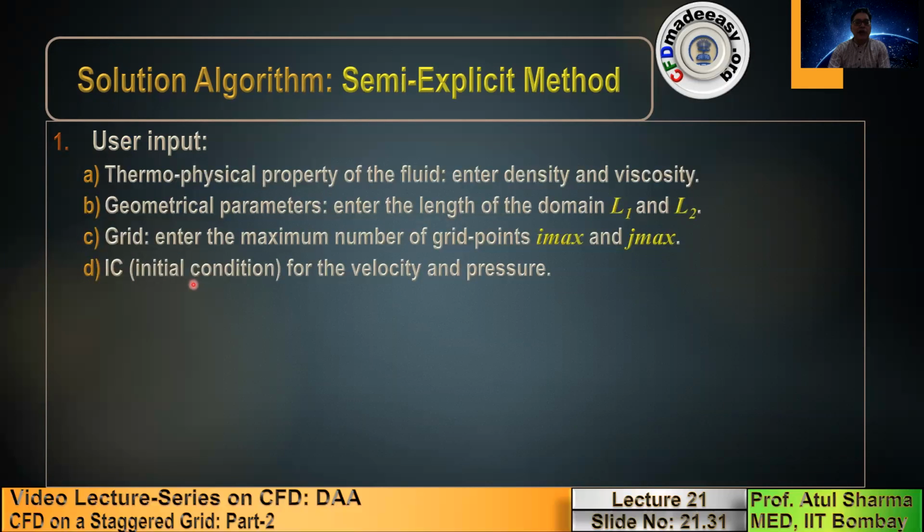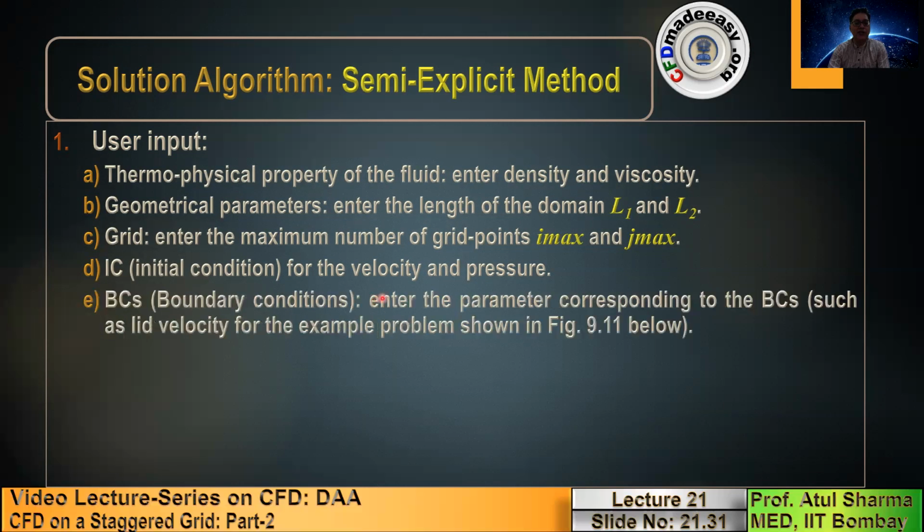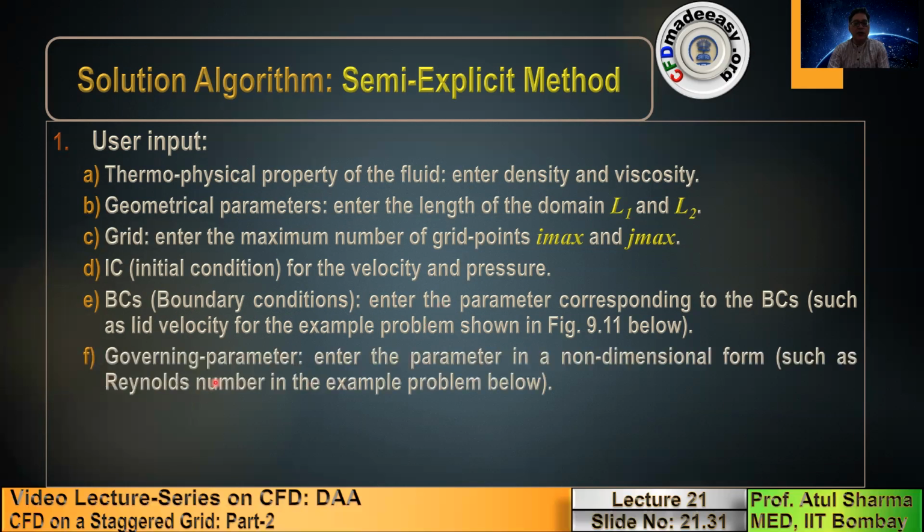Then there are certain parameters corresponding to initial condition. Here for velocities and pressure, you have to enter the initial condition. Now there are certain boundary conditions parameters that you need to enter, which I'll mention a little later. Then you have to enter certain governing parameters. Most of the time, when we do simulations, we try to do simulation in non-dimensional form. So we enter the parameter in a non-dimensional form, such as Reynolds number in the example problem that we presented below.